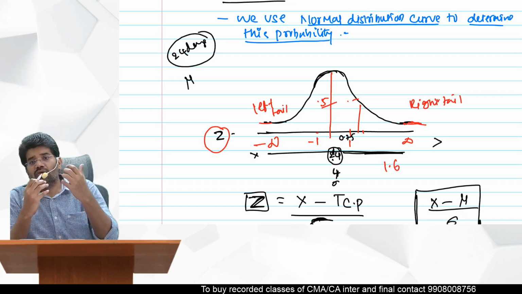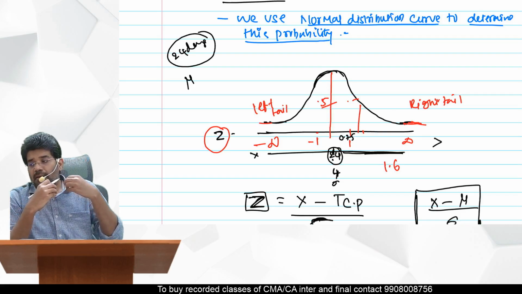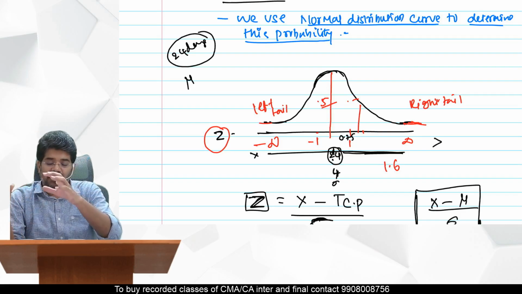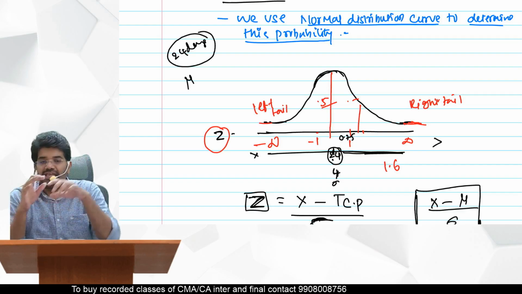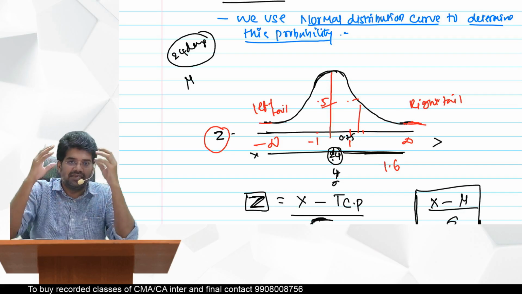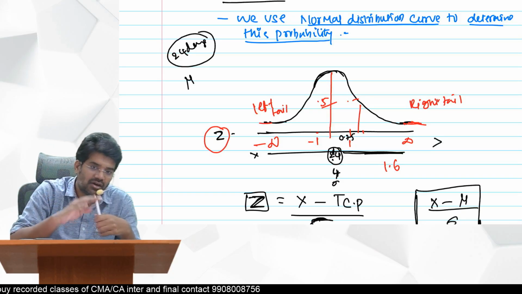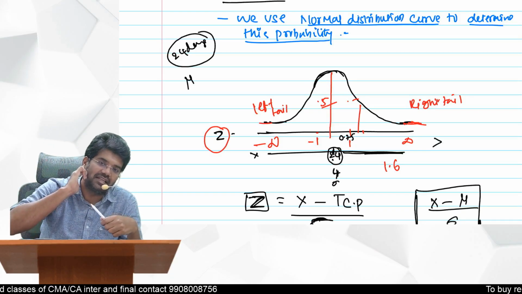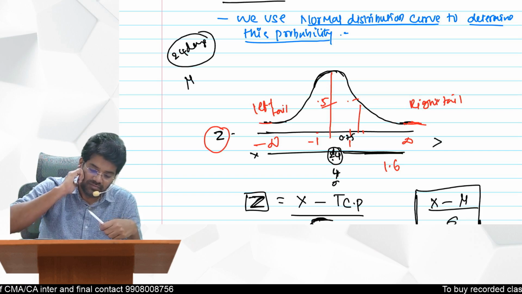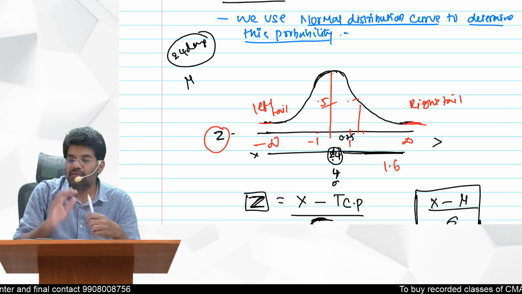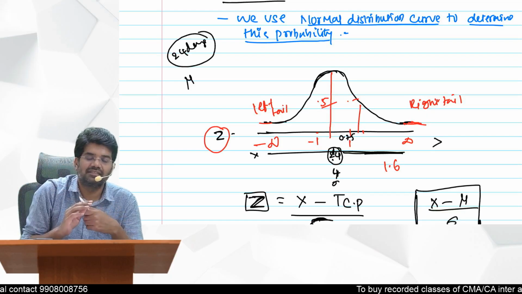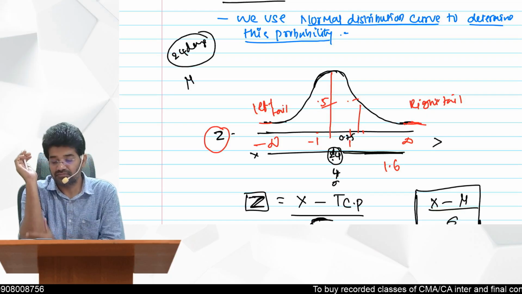Just to know whether my expected project duration is within the target I have in mind or not. To confirm that only, we calculate the probability. So the normal distribution table will help us to calculate this probability. That is what you should understand.